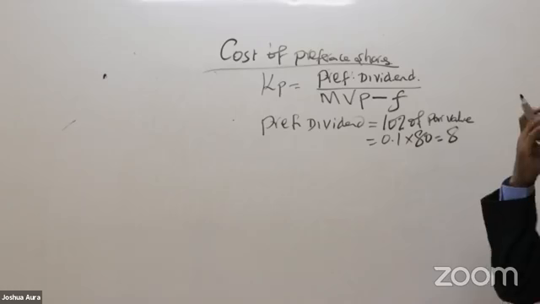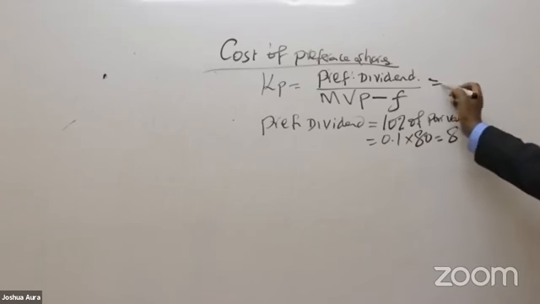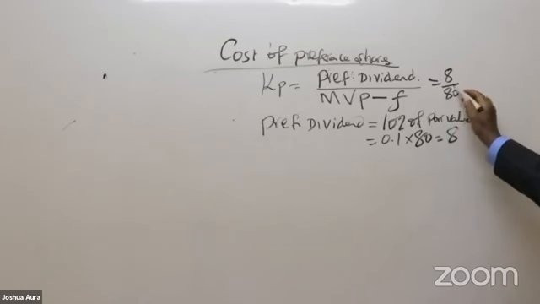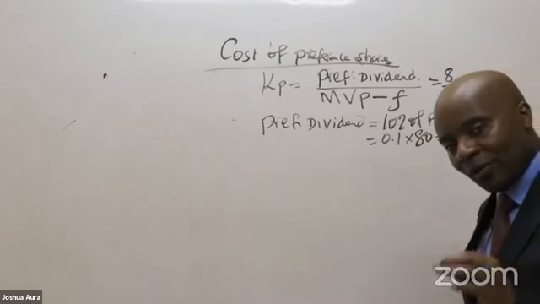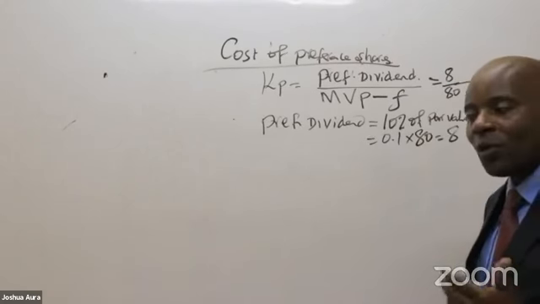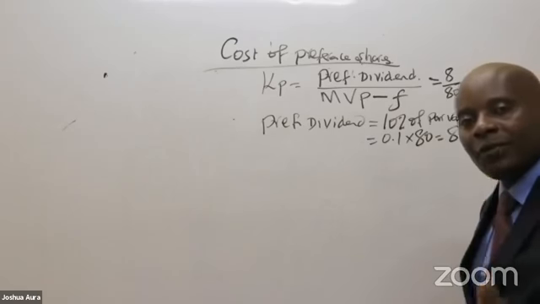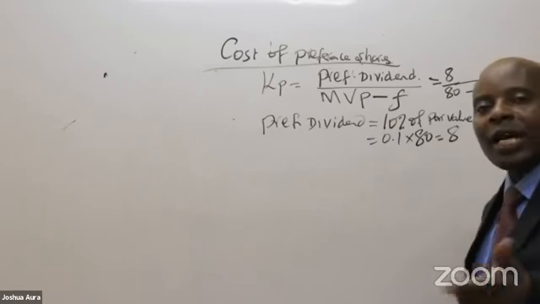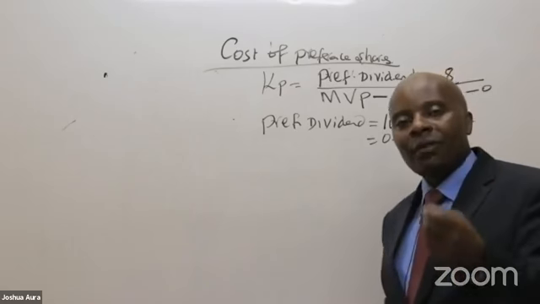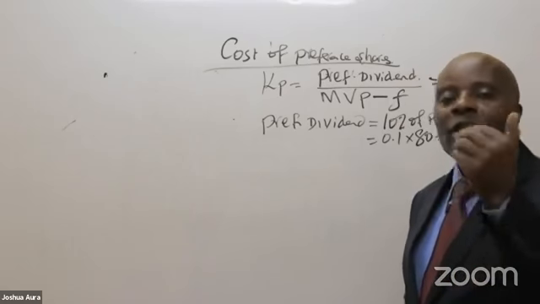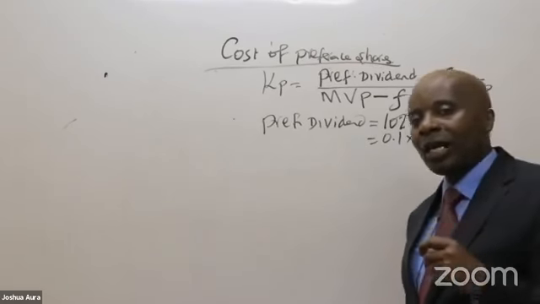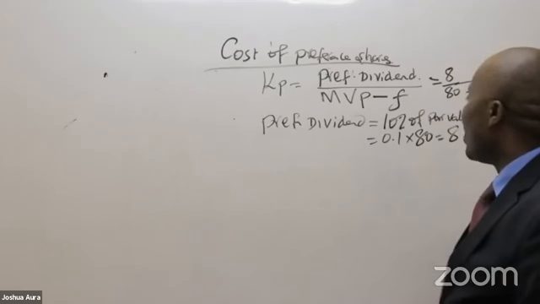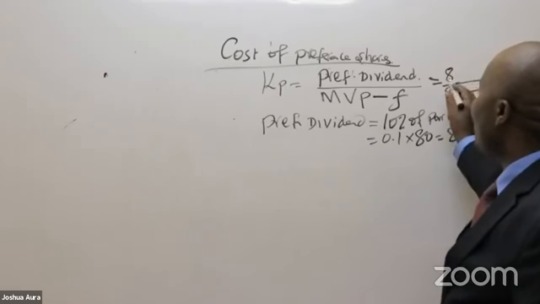Now, ladies and gentlemen, the moment I have that, I'll plug in these parameters here. So this will be 8 all over the market value of a preference share, 80, minus 0. Remember what you are told in your normal classes: in the event where the examiner does not give you the market price of a share, always assume that the share is trading at par. So 0.1 times 80 is 8. So we have here 8 divided by 80 at the end of the day.